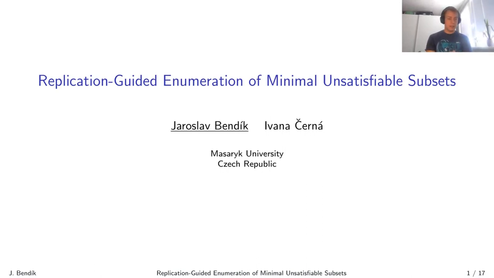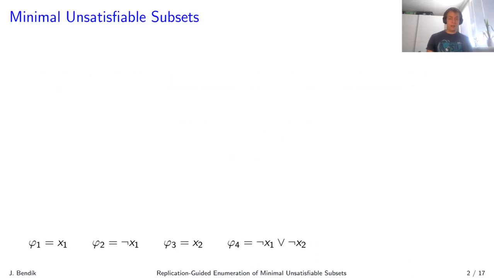I'm from Masaryk University in Czech Republic, and I would like to present a joint work with my supervisor, Ivana Cerna. We focus on enumeration of so-called minimal unsatisfiable subsets. The input is a set of Boolean clauses, or equivalently a Boolean formula in CNF.